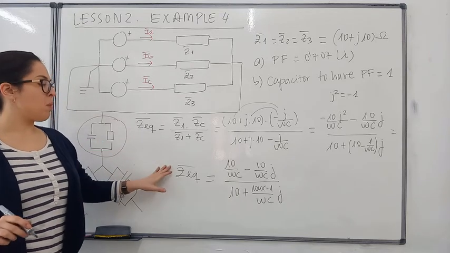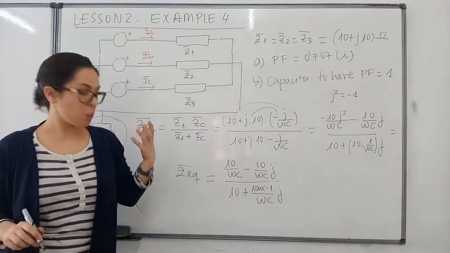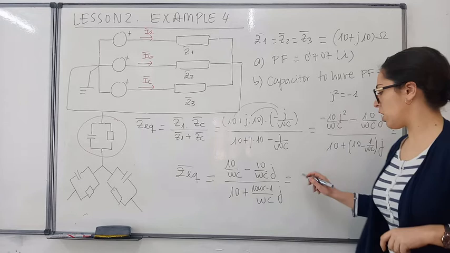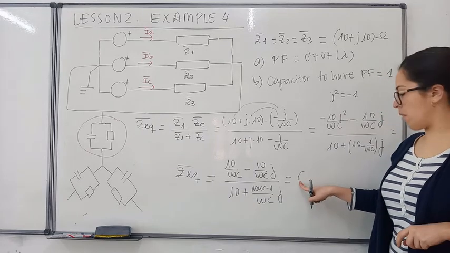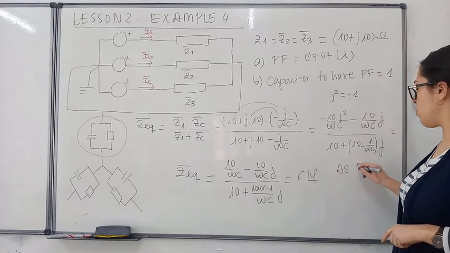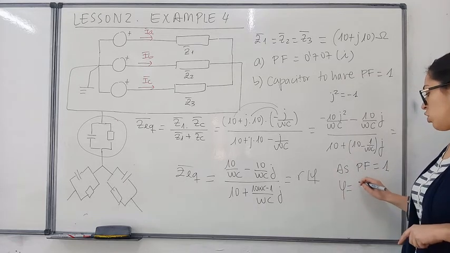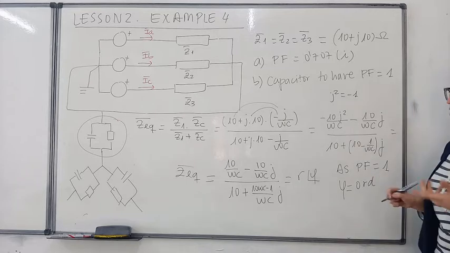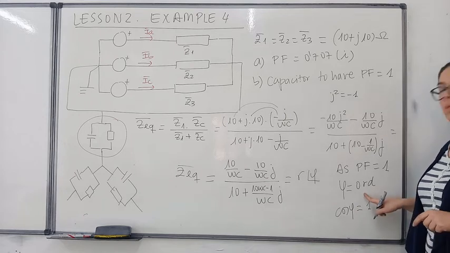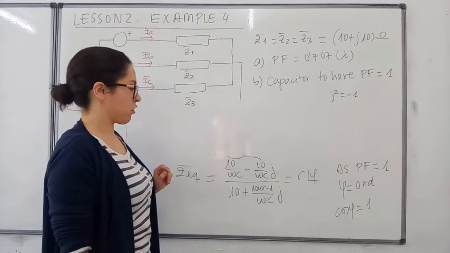So this will be the equivalent impedance of one load connected in parallel with one capacitor. As we want the power factor of that equivalent impedance to be equal to 1, the result of this expressed in polar notation would be R, the absolute value, and phi, the angle. And as the power factor is 1, that means that phi should be equal to 0 radians. Why is that? Because the cosine of phi should give 1, so phi should be 0. So, if the angle should be 0, what are the implications of that?